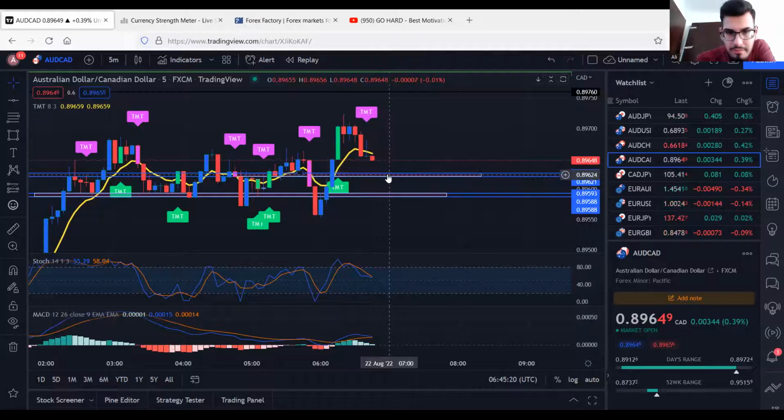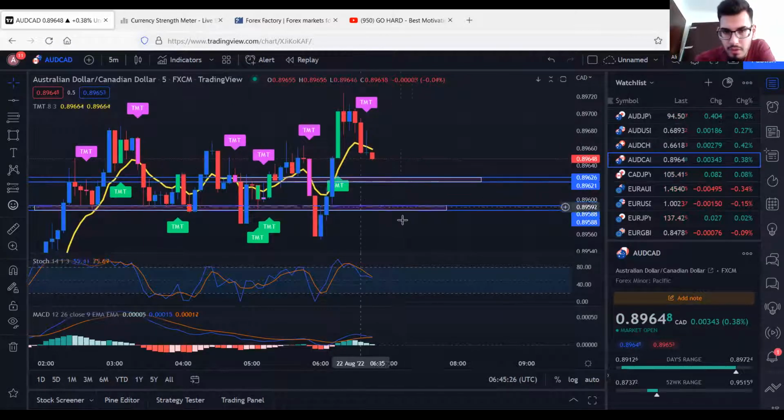So even if it doesn't bounce back up from here, which I don't think so, I believe it will bounce back up from my second area. I'm more confident with this, my first area, sorry. First area, second area. And as I said, my first area, I'm more confident.